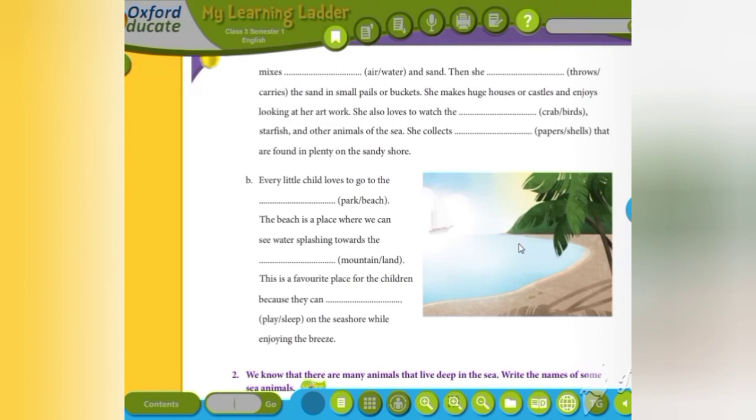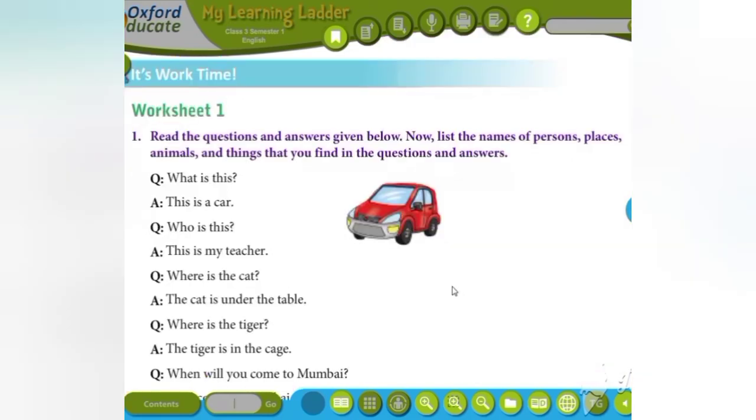Okay, so in the next page you have to read the questions and answers given below. Now list the names of person, places, animals and things that are found in the questions and answers. So there are few questions and answers, right? What is this? This is a car. Who is this? This is my teacher. Where is the cat? The cat is under the table. Yeah. So there are few sentences, questions and answers given. You have to read this and you have to answer the questions which are given below.